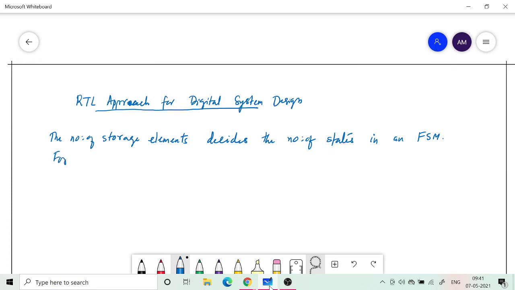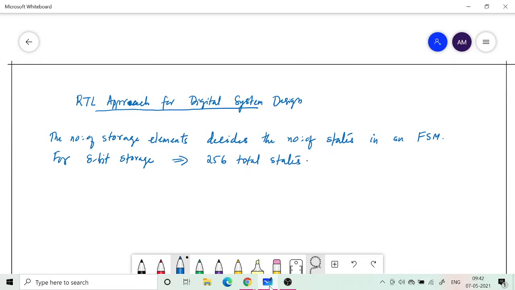For 8-bit storage, this number is 256 total states. So as the number of states in the system increases largely, it becomes inconvenient to make use of the FSM approach which we have seen in the last class.